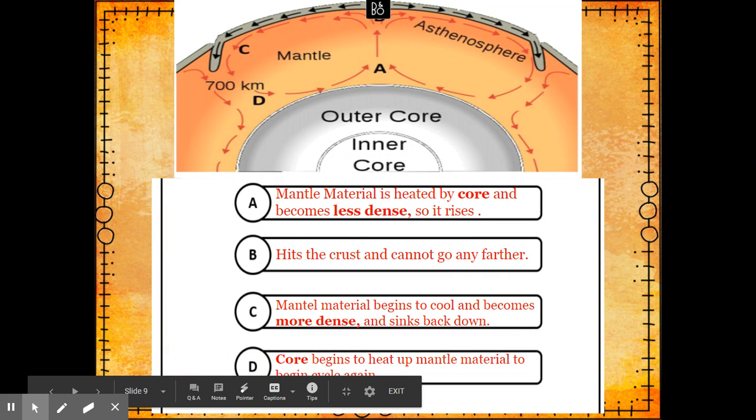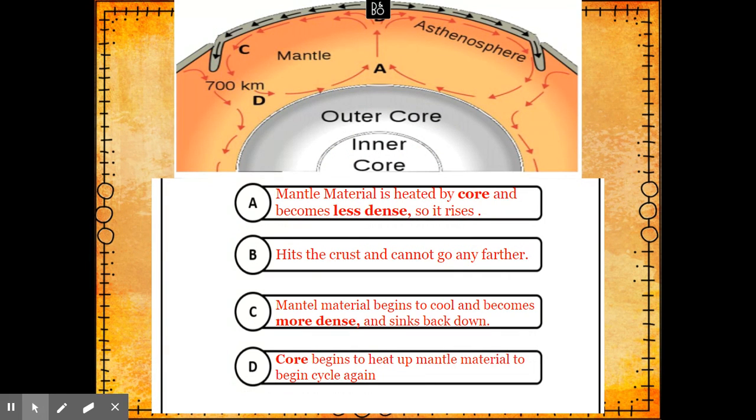Alrighty, hello kiddos. So we are talking about convection currents in the mantle. So that's what's going on here in this orange area, convection currents in the mantle.